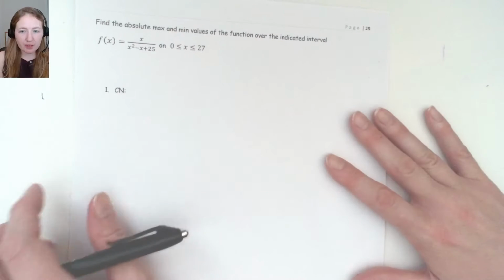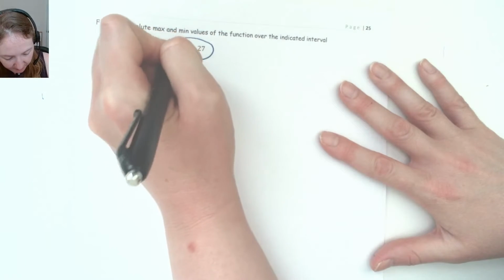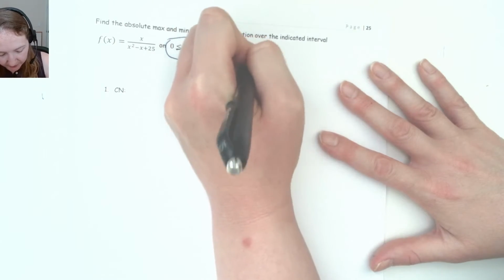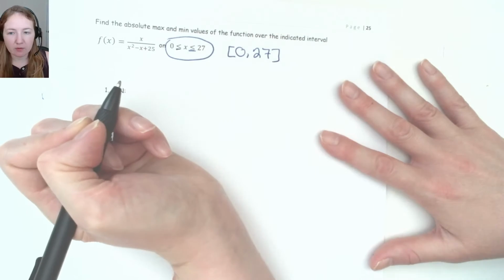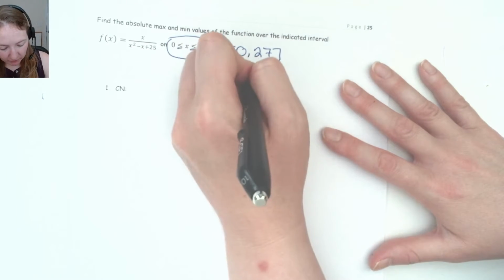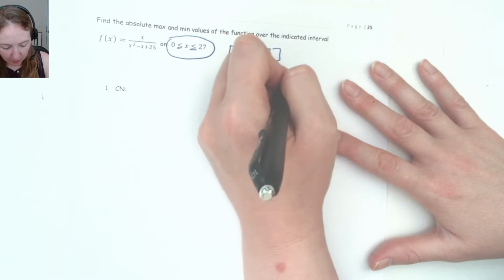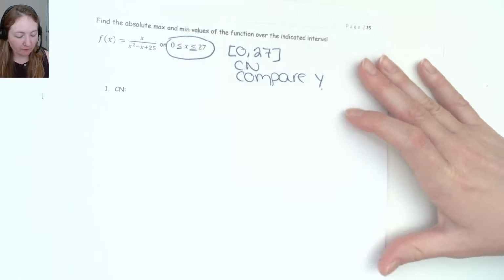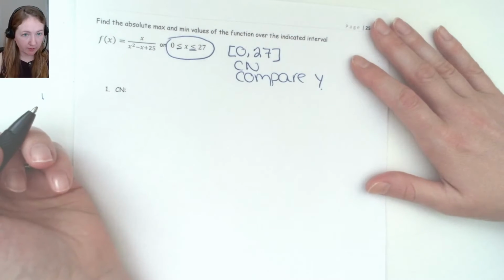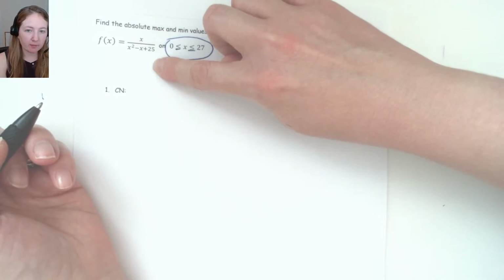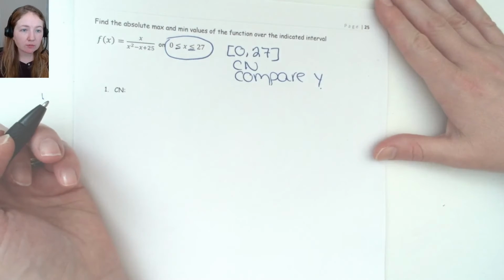All right, so the first observation here is that we have these equal to signs, so that is a closed interval. And so as a closed interval, the first step is find critical numbers and then compare y values. So my first step here is going to be to notice that I have a variable divided by a variable. So I do need to use the quotient rule to find the derivative.